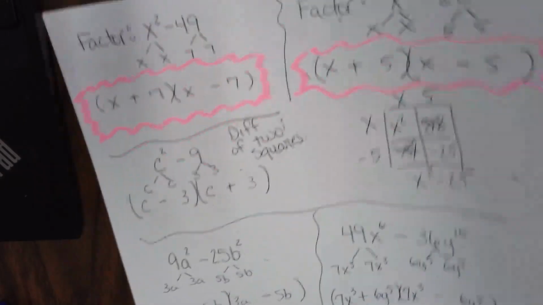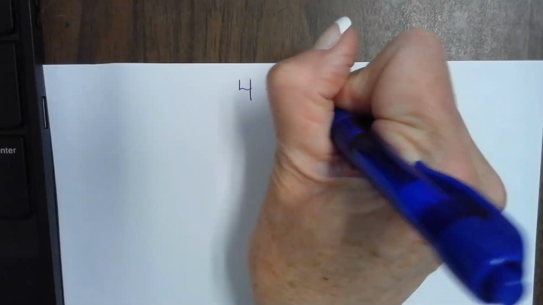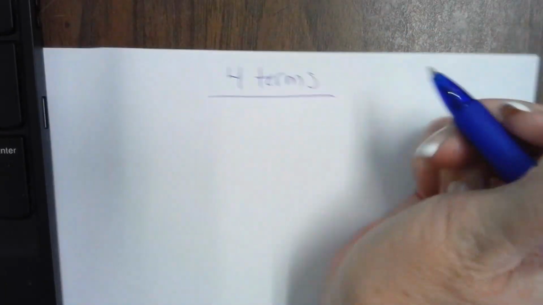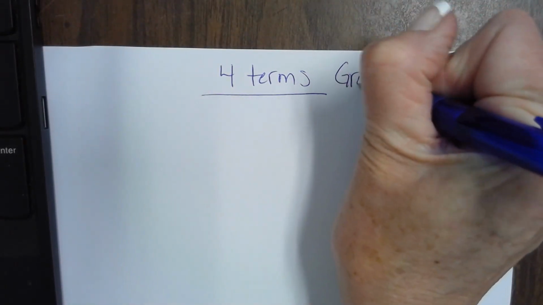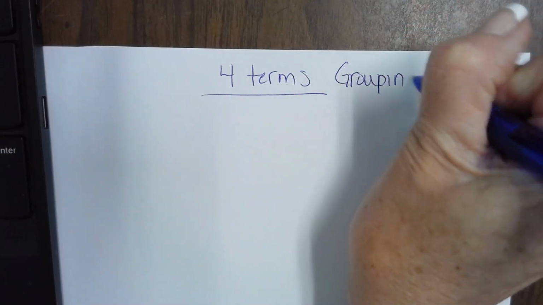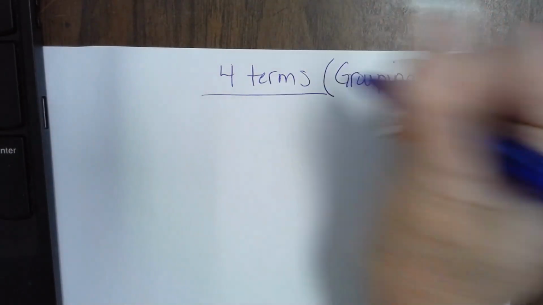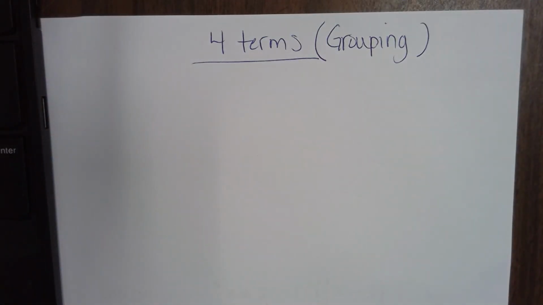Okie dokie. Let's do our last factoring method. Okay, last factoring method is factoring 4 terms. And again, we'll have this in your notes tomorrow, so you don't have to put it in your notes. It's actually got a name. It's called grouping. Okay, I'm going to demonstrate one, and then I'm going to let you guys do a few of these. Okay?